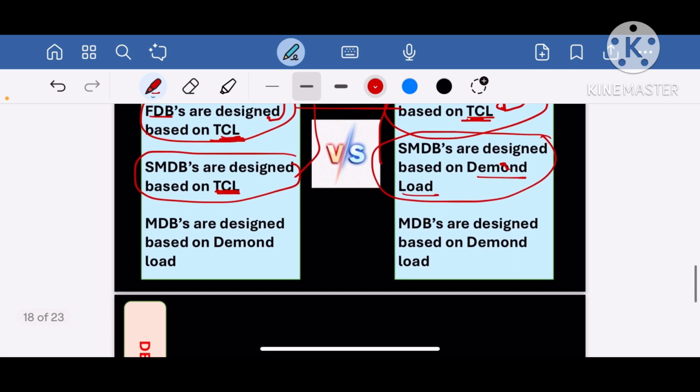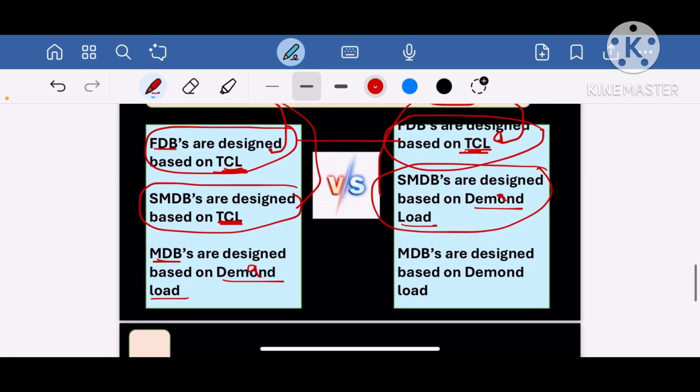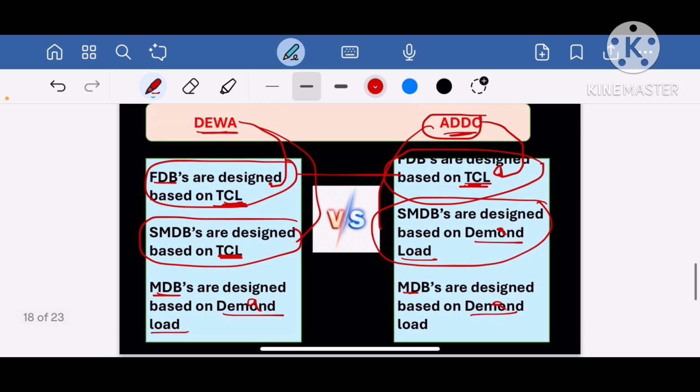For MDB, when we are designing as per DEWA regulation, we need to consider demand load for MDB designing, and as per ADDC regulation also we have to consider demand load for MDB designing. So what is the difference in DEWA and ADDC? The difference lies in SMDB designing. When we are designing SMDB as per DEWA, we have to consider total connected load, and when we are designing SMDB as per ADDC regulation, we have to consider demand load.